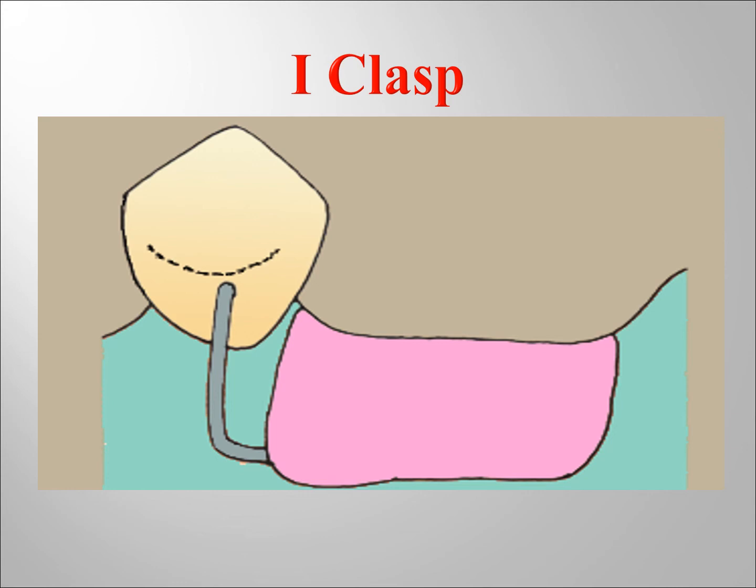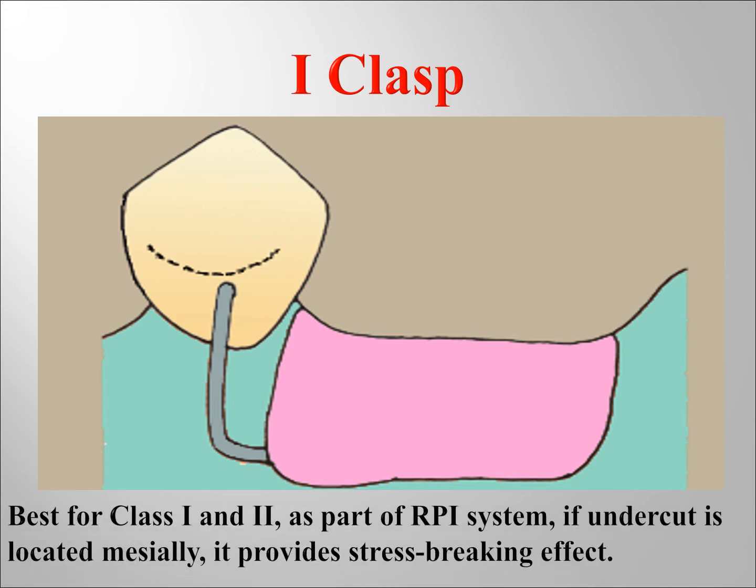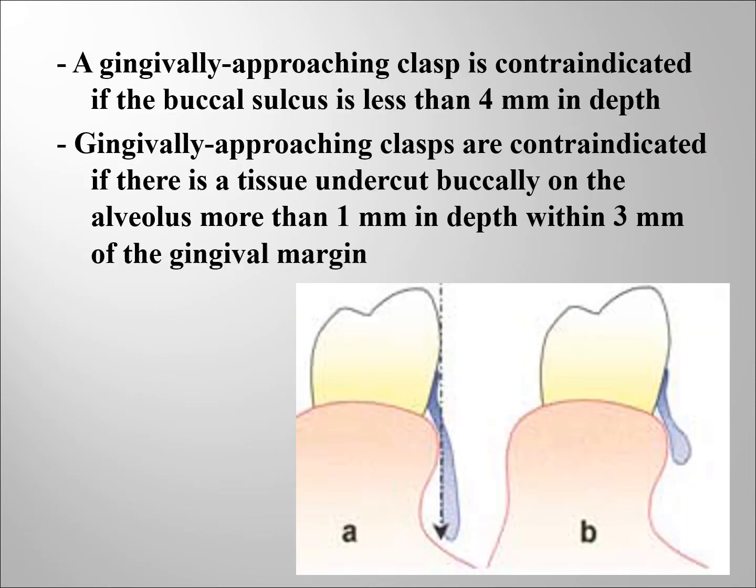So this is the I clasp, mainly for class 1 and 2 and as part of the RPI system, if the undercut is located mesially, and again it provides stress breaking effect.